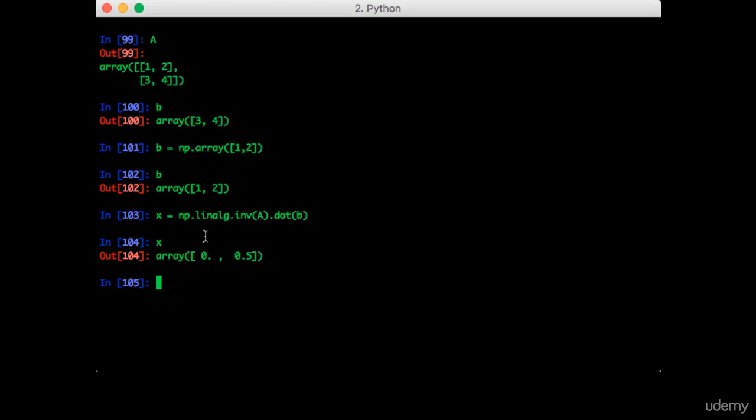Now, of course, since this is such a common operation, in Numpy there is a better way to do it. It's a function that is appropriately named solve. So we call it np.linalg.solve. We pass in A and we pass in B. So we get the same answer.